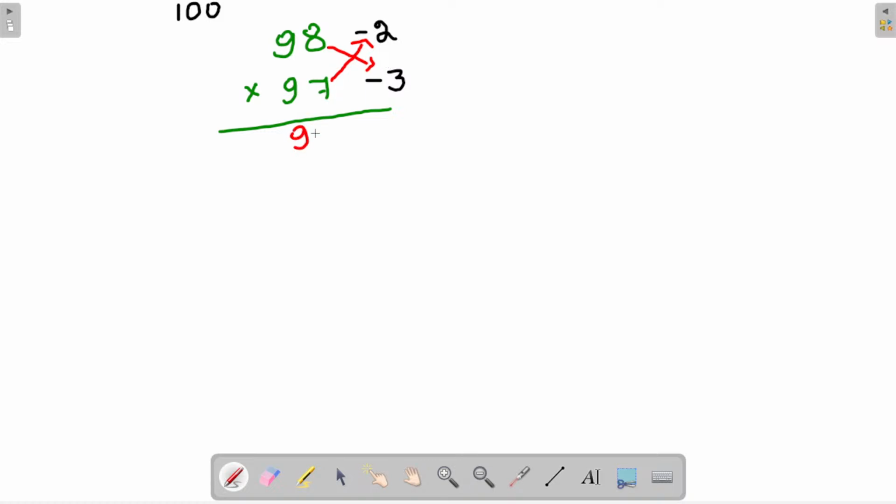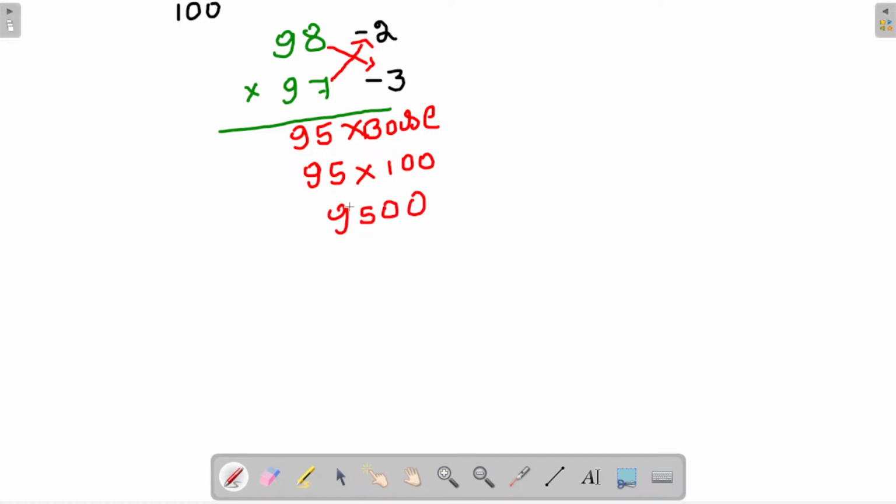95 into base. In our example, what's the base here? 100. Then 95 into 100. Here the first step answer is 9500.